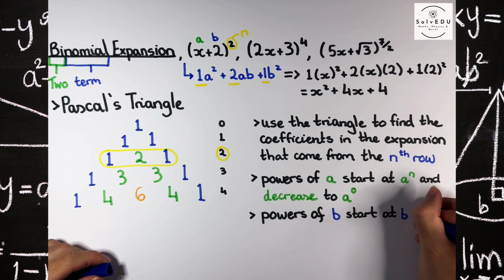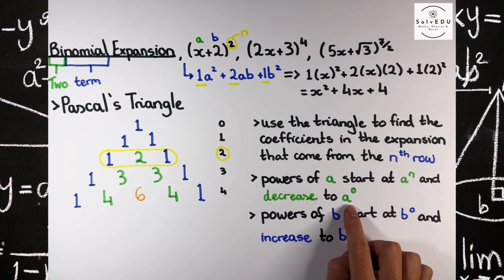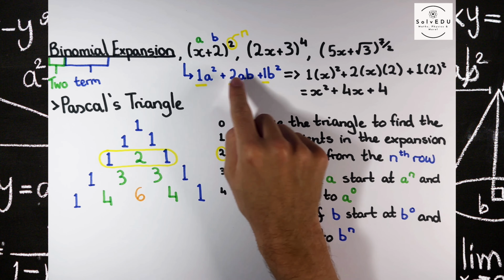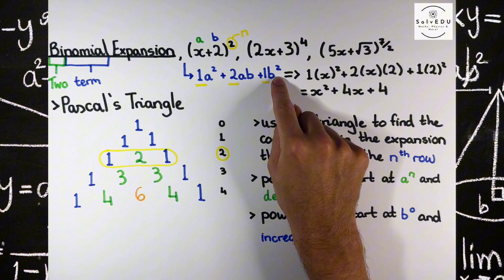The very special pattern is that the powers of a start at a to the n and decrease to a to the 0, and that our powers of b start at b to the 0 and increase to b to the n. As you can see here, we're starting at our power of n, which is 2, then we go a to the 1, and then we go a to the 0, which is just 1, so we don't tend to include it. And for our b, we start at b to the 0, go to our b to the 1, and then go to b to the n, which is squared.